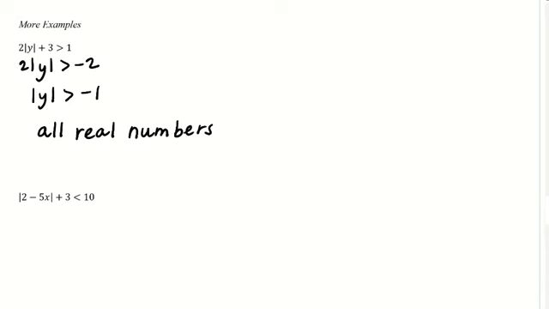And so any value of y, you take the absolute value of it, and it's going to be greater than negative 1. Over here, oh, I know where this is headed. So I'm going to start by subtracting 3. And then you go to the number line.